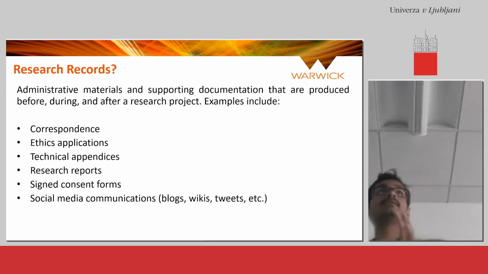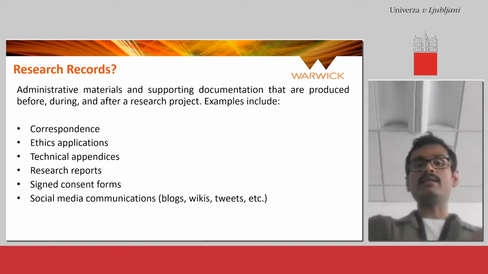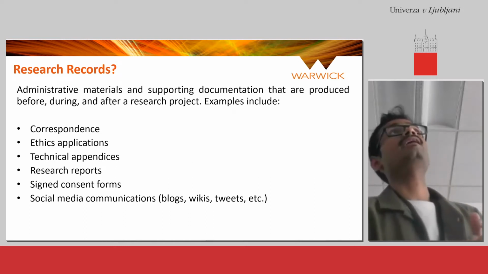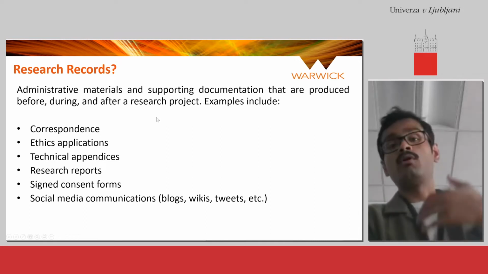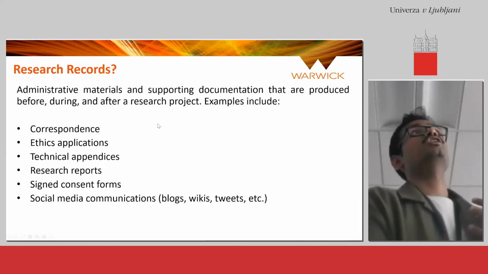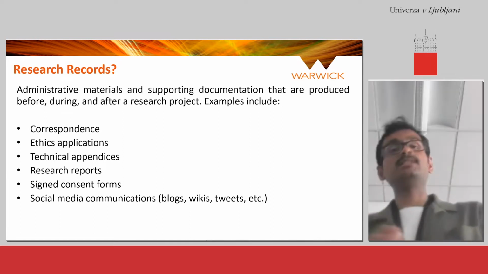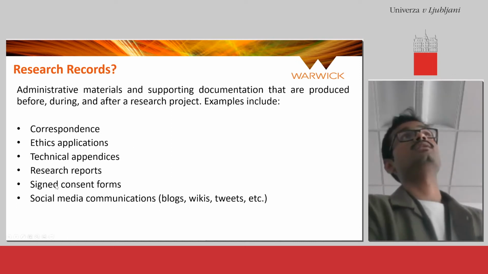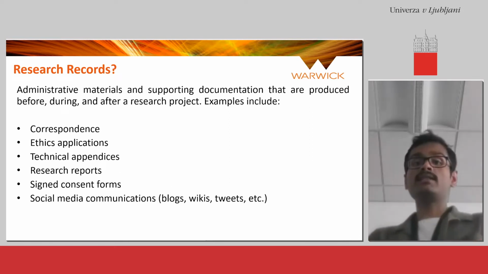Research record. This is always a bit of an interesting part. I have lots of students come across and say, oh, I always get confused between the data and the record. So there is a very thin line of difference. If you use that information as an administrative material or a supporting document, which is produced before, during, or after your project, that's categorized as research record. So it could be correspondence. Let's say during a PhD, you're sharing emails with your supervisors. So you consider it as a research record. Consent form, which is quite common. Ethics applications, research reports, social media communication. If you don't use that to prove a hypothesis, but during the admin work, you consider it as a research record.